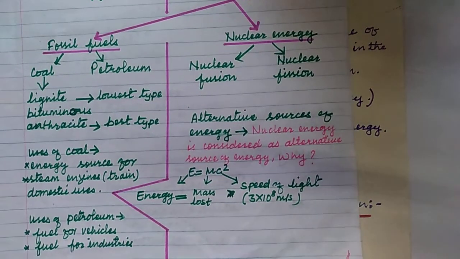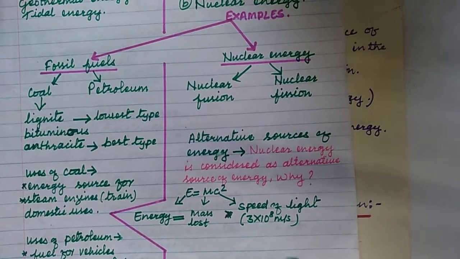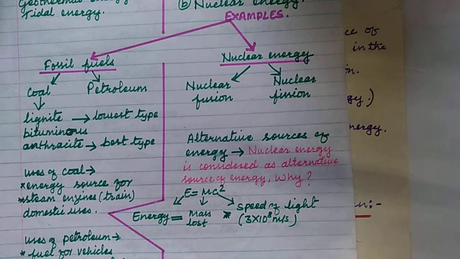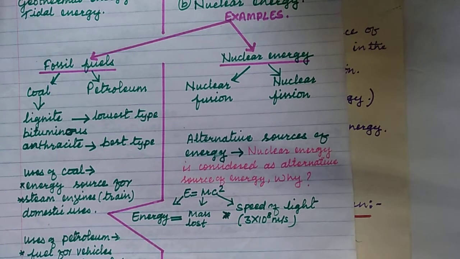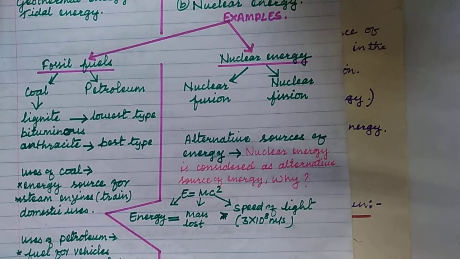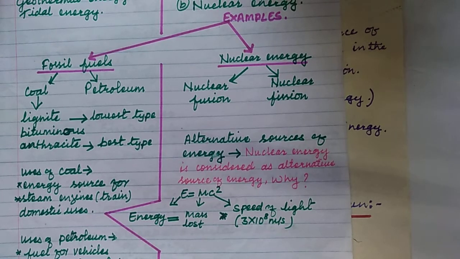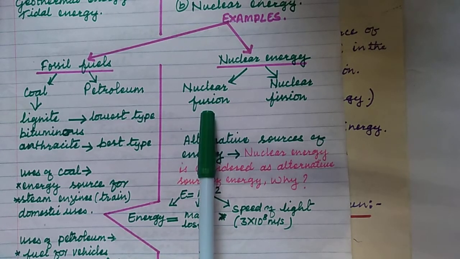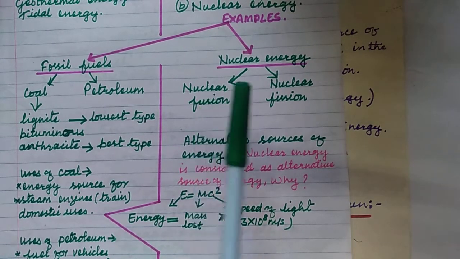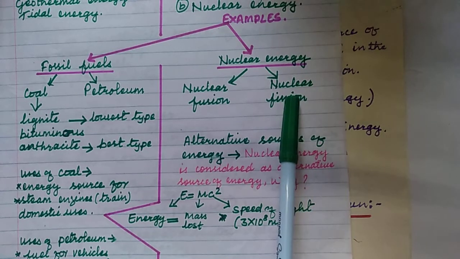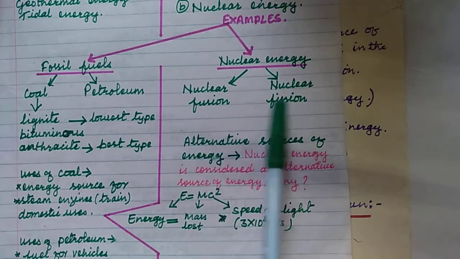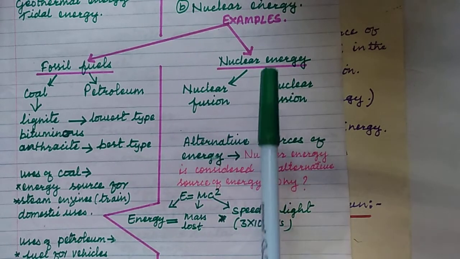Now we are going to see the second type of non-renewable sources of energy, that is nuclear energy. Technically, nuclear energy is a non-renewable source of energy because radioactive elements, once they are used to produce energy, get finished. Nuclear energy can be obtained by nuclear fusion and nuclear fission reactions. So these two nuclear reactions produce nuclear energy.